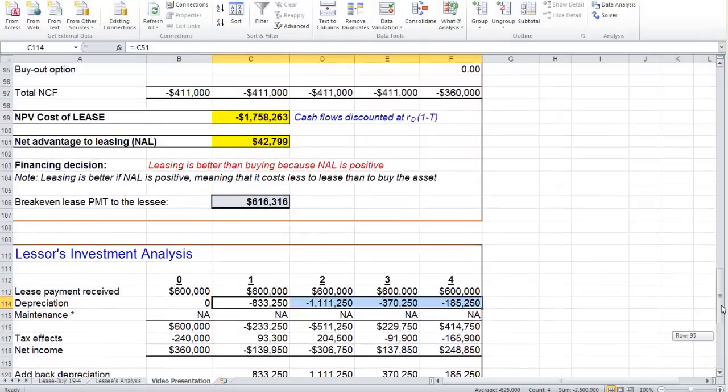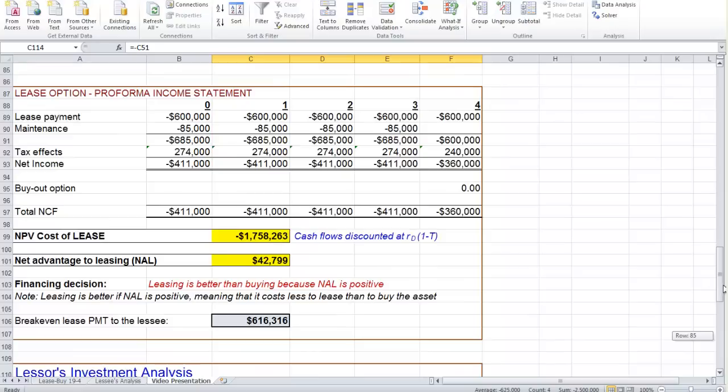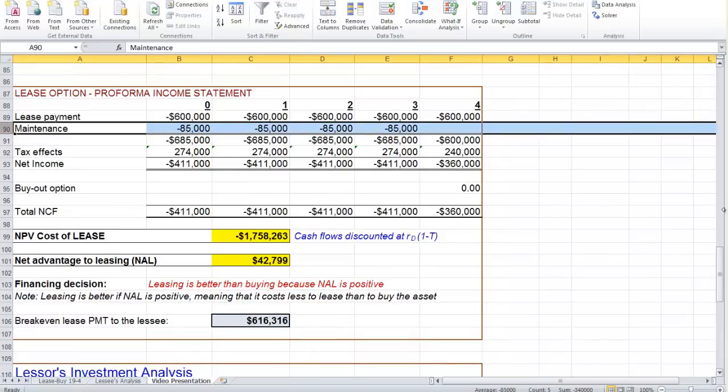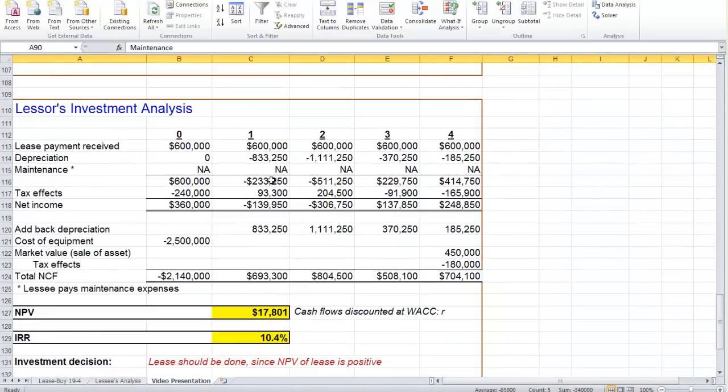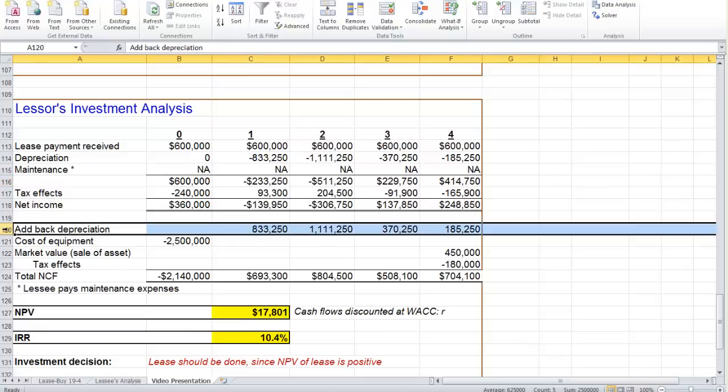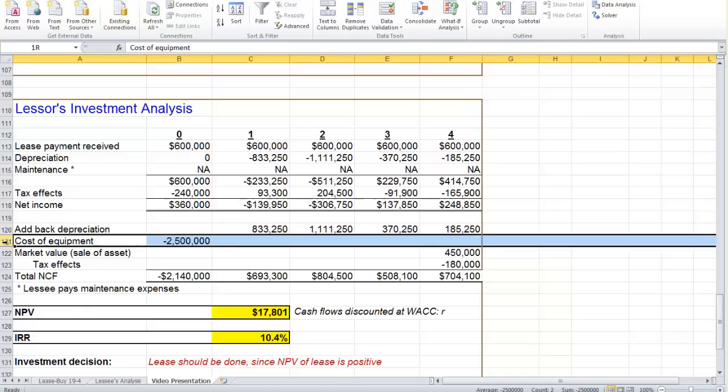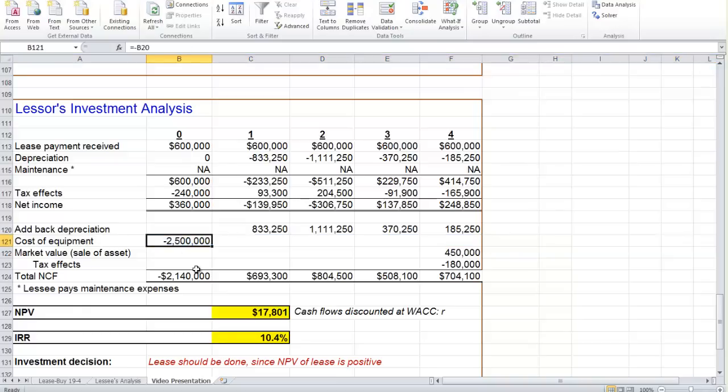If I scroll up here, you will see that under the lease option for the lessee, see there, maintenance expenses. So it does not apply in the case of the lessor. And then you recognize the tax effects, and of course, being an investment decision, you can expect money to be made in most of the cases if it is going to be a good project. And then we add back depreciation right there. And don't forget, at time 0, the cost of the equipment.